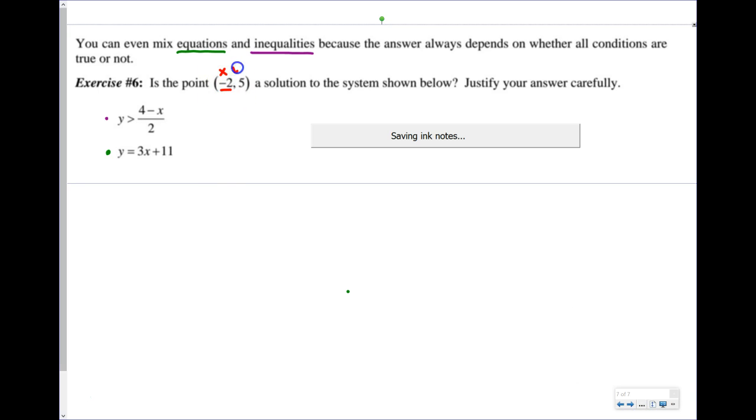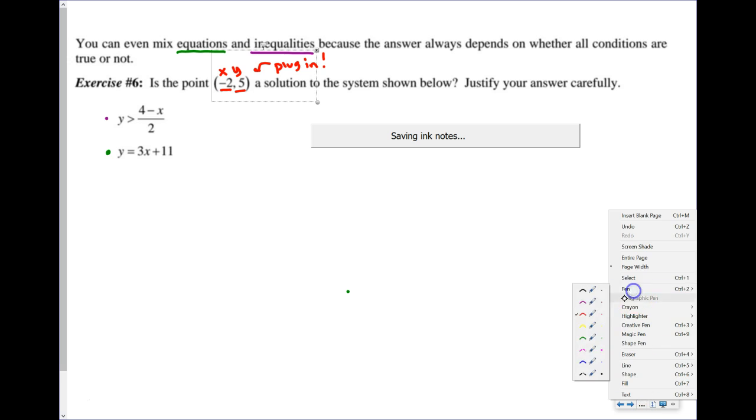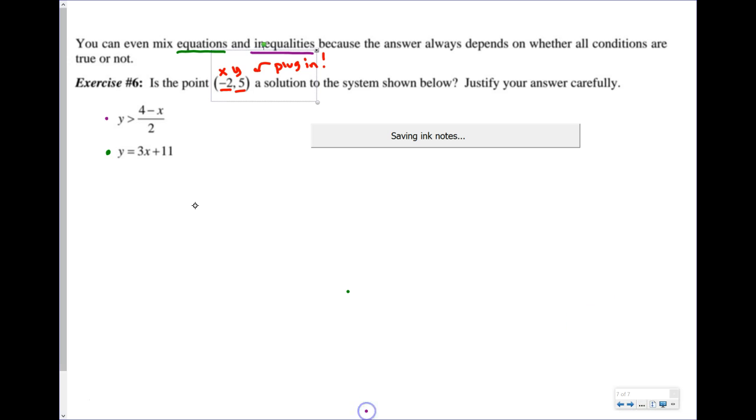So x is -2 and y is 5, and we're going to plug them in. So I'm going to do the purple equation first. I'm going to write it down here: y greater than 4 minus x over 2. But I'm going to now plug in the 5 and the -2. So instead of y, I'm going to have 5, and instead of x, I'm going to have a -2. I'm using parentheses because -2 has a negative and the equation has a negative, so I have to have two negatives. So be really careful there.